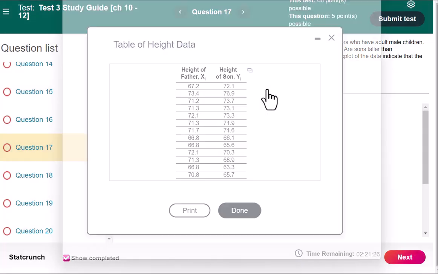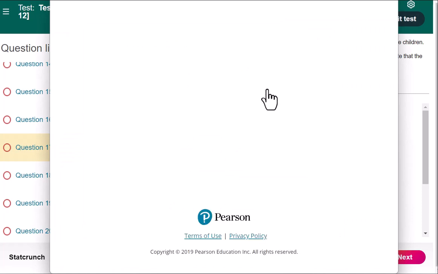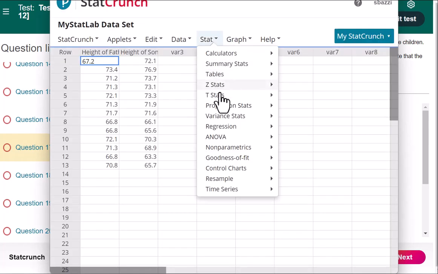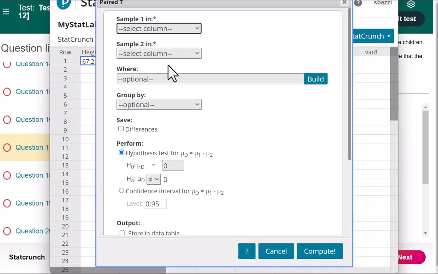So you just open StatCrunch: Stat, T Stats, Paired, select column 1, father, select column 1, son. So the fathers are shorter than the sons. That means the difference is less than 0. Save the differences, less than 0.